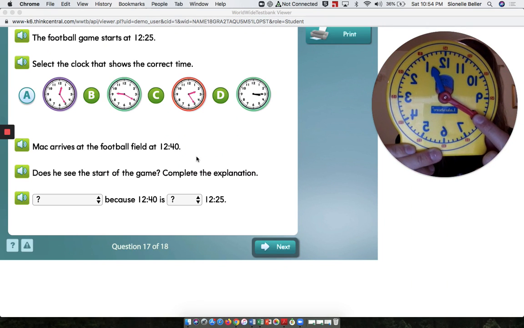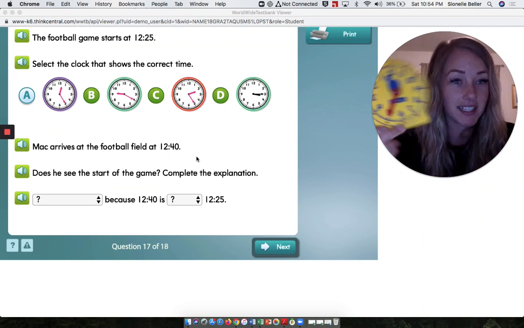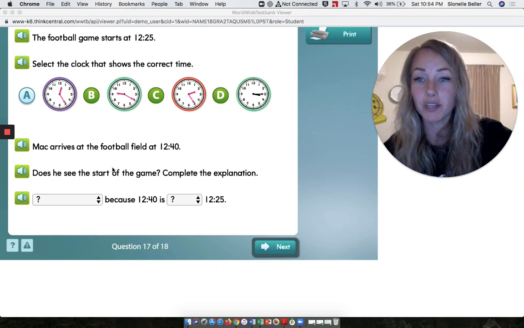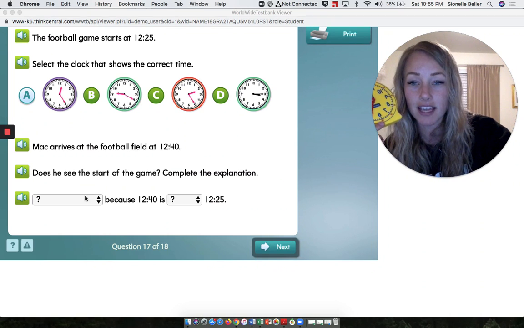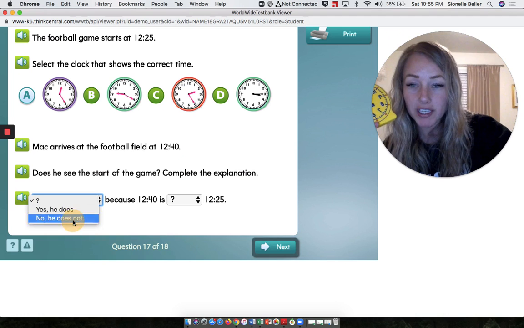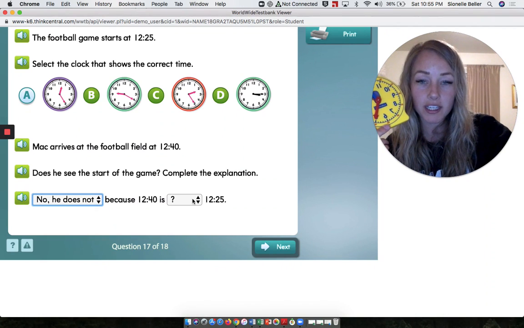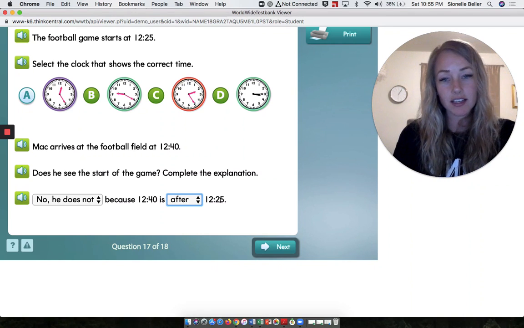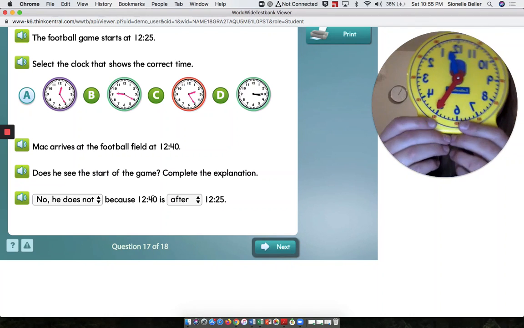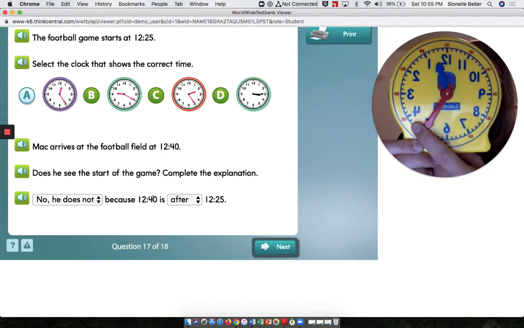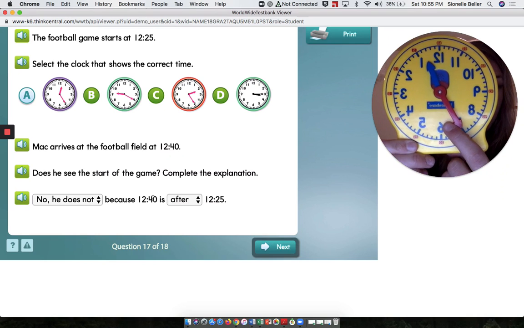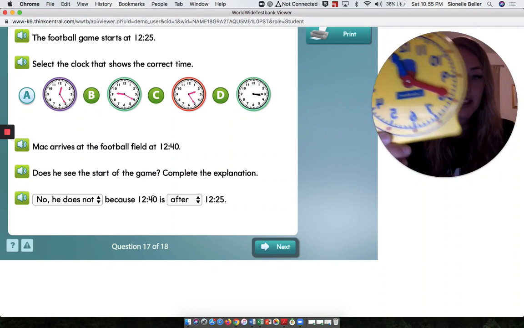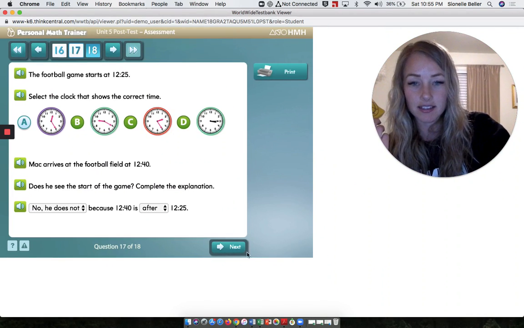What time did the game start? It started back at 12:25. So did he get there in time? No, he did not. Does he see the start of the game? No, he does not, because 12:40 is after 12:25, right? If it started at 12:25, he got there at 12:40. Here's 12:25. He got there 5, 10, 15 minutes late. Okay, so that's this one.